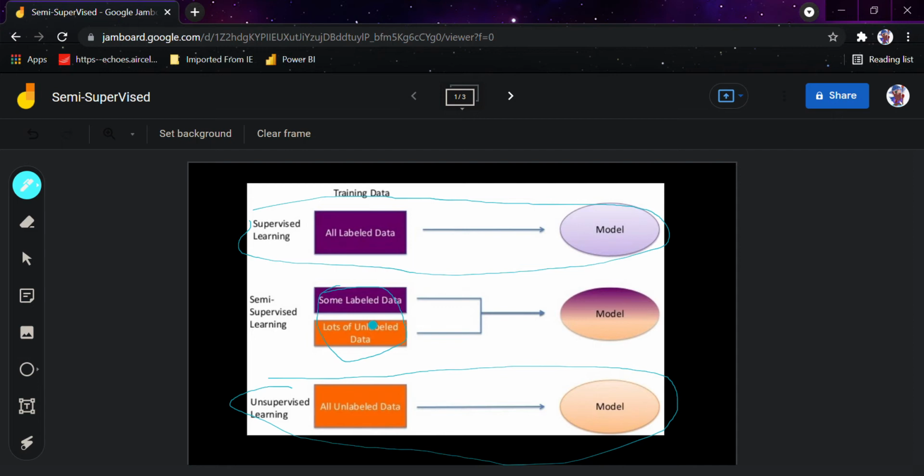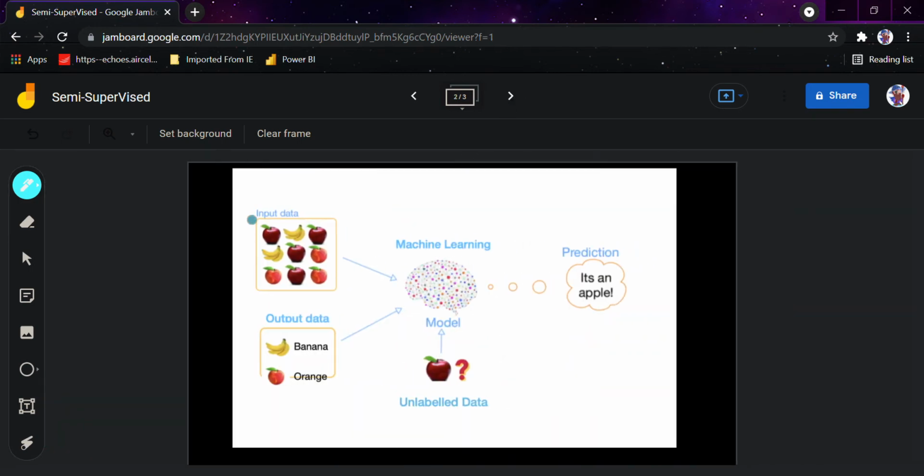You can think of it like this: the data set contains both labeled and unlabeled examples. The goal of a semi-supervised learning algorithm is the same as the goal of a supervised learning algorithm. If you see here, this is the input data and this is the output data. The model has to make a prediction based on both the labeled and unlabeled data. This is how the whole thing works. The hope here is that the labeled examples can help the learning algorithm find a better model.